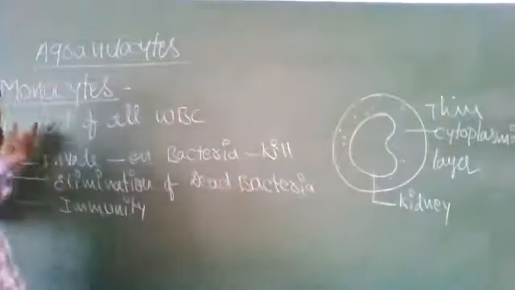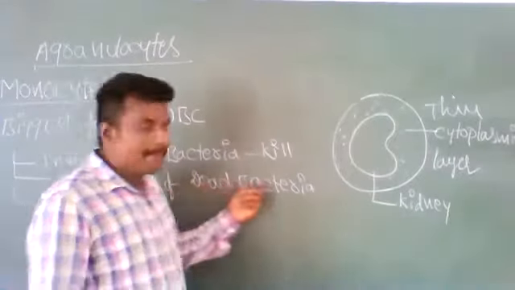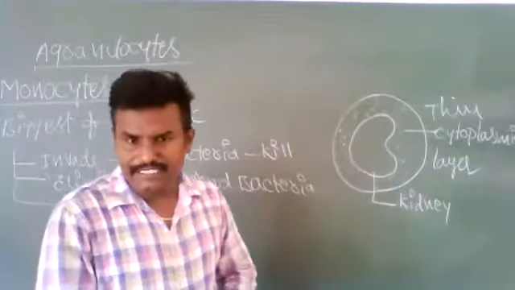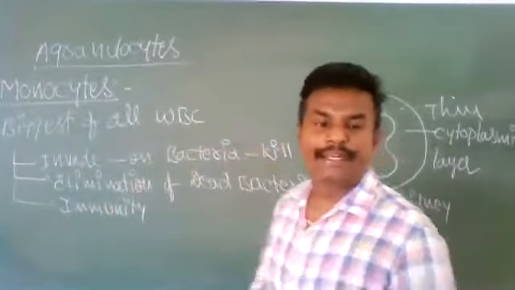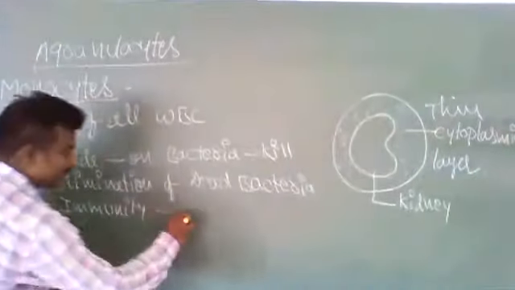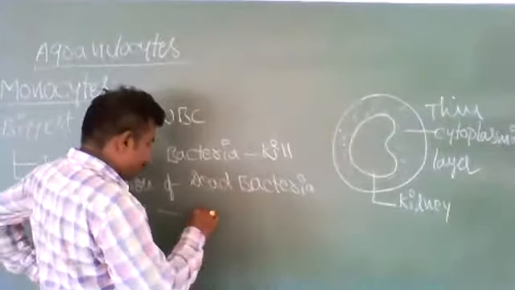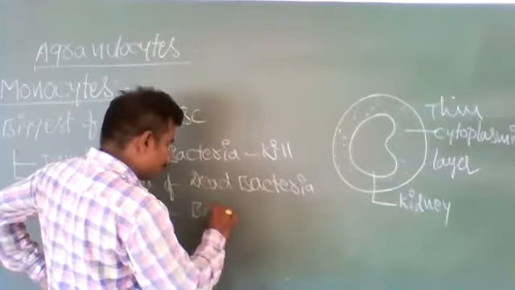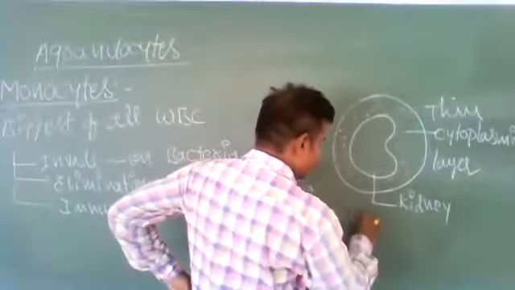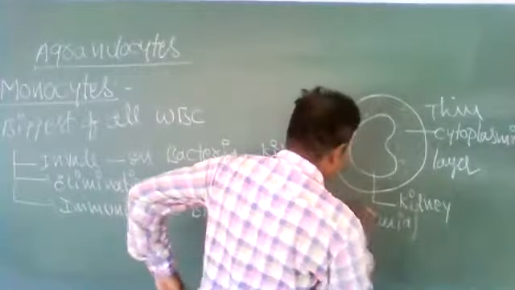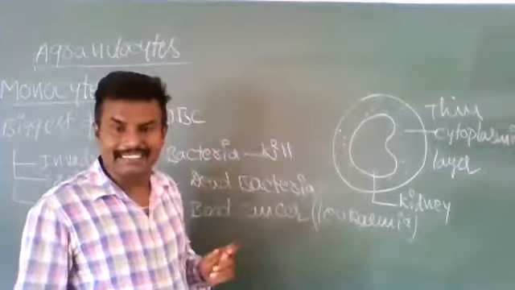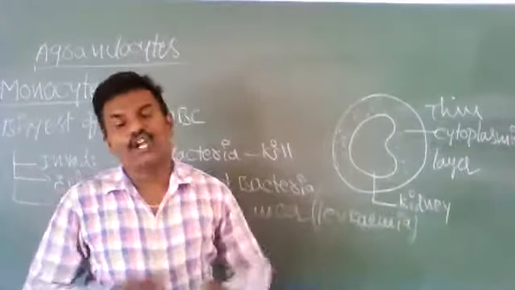Listen here. Okay, so monocytes even eliminate dead bacteria, dead cells, and other foreign materials. Along with lymphocytes, monocytes also play a major role in development of immunity. Next, the number of monocytes is increased during blood cancer, that is leukemia.